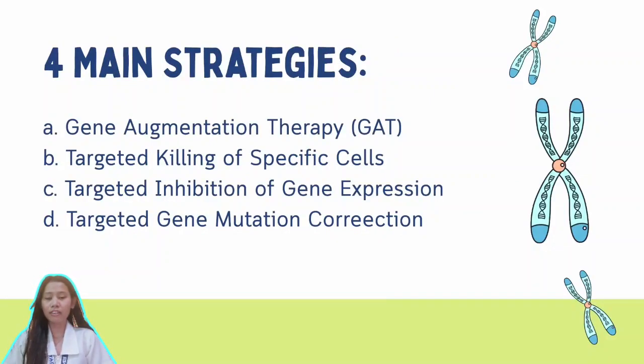So in gene therapy, there are four strategies. First is the gene augmentation therapy. Second is the targeted killing of cells. Third, the targeted inhibition of gene expression. And the last one is the targeted gene mutation correction. So these four strategies fix genetic problems in different ways. Some add new genes, some silence harmful genes, some kill dangerous cells, and some also repair the mutation directly. So let us tackle the first one, the gene augmentation therapy.